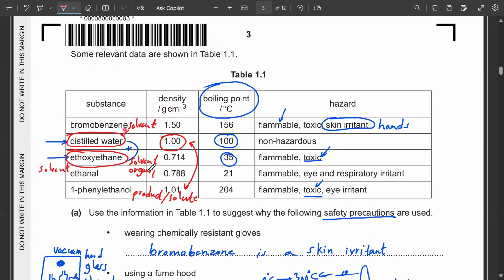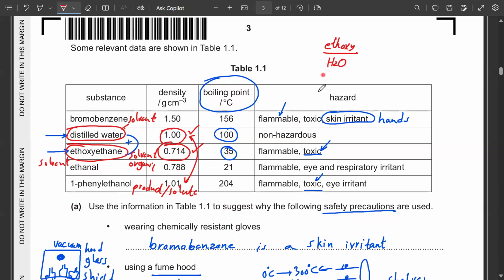Here comes the thing: we have to identify the densities of the solvents, not the density of the solute. We have to look at the densities of the solvents because they are the ones carrying the solute. So the density of ethoxyethane is less than the density of distilled water, which means ethoxyethane is above and H2O is below, right?